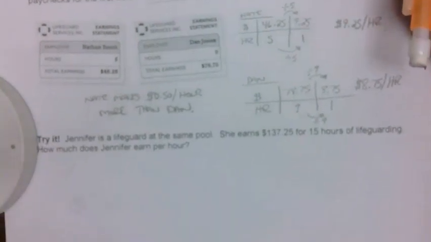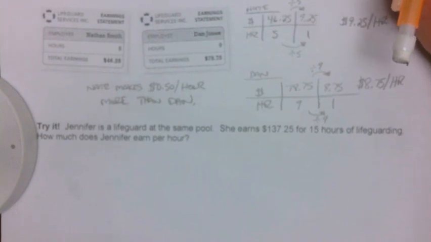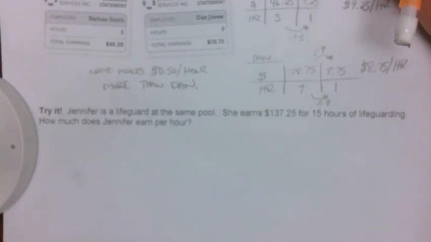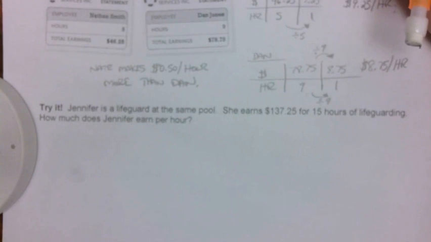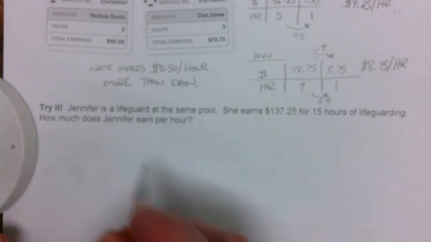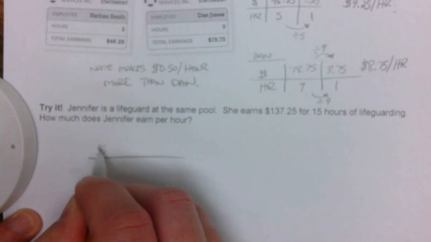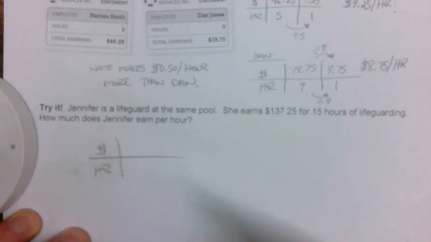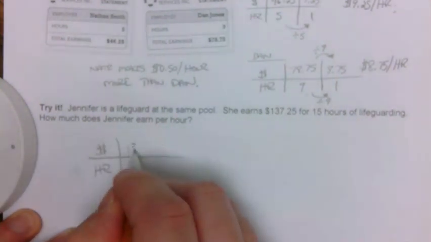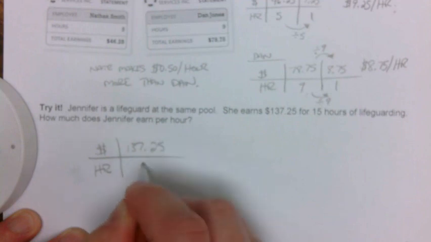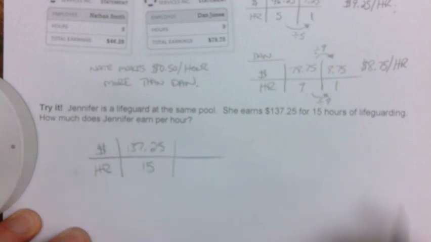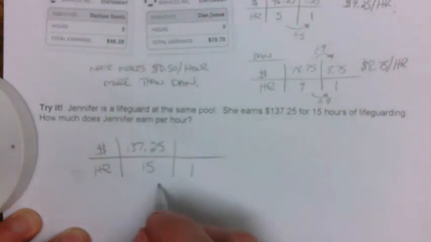Now for our try it example, Jennifer is a lifeguard at the same pool. She earns $137.25 for 15 hours of lifeguarding. How much does she earn per hour? So we're going to have a similar setup here where we're going to make our ratio table in dollars to hours. And we know that Jennifer earns $137.25 in 15 hours.